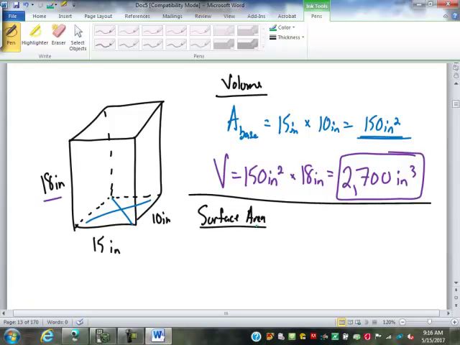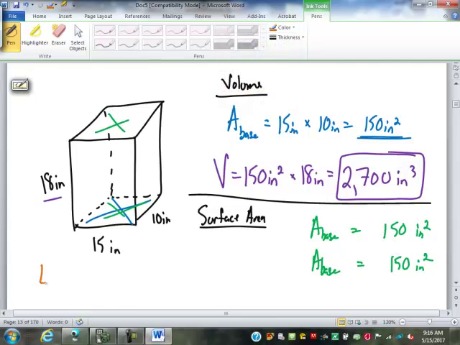So for surface area, for this here, there's going to be 3 pieces. The area of the base, which is 150 inches squared. The area of the second base, because there's the one on bottom, but there's also one on top that's identical to it. The third piece is a little more complex. It's something called the lateral area.